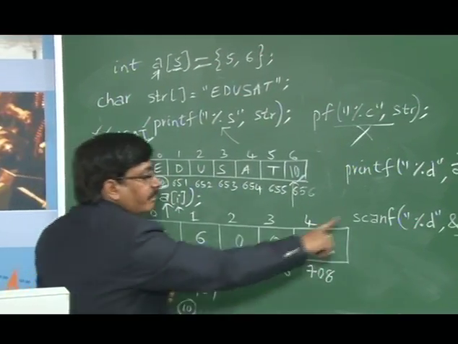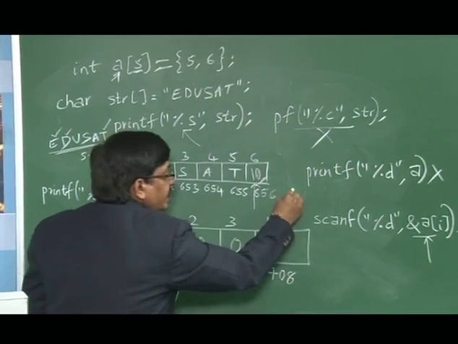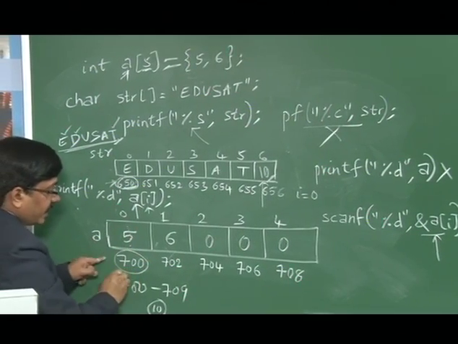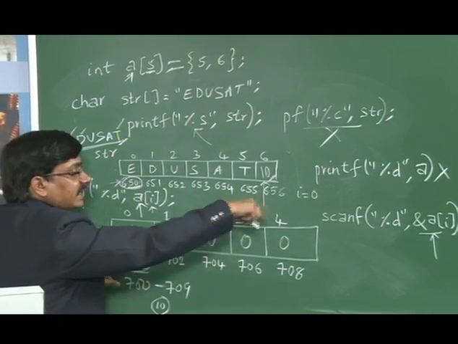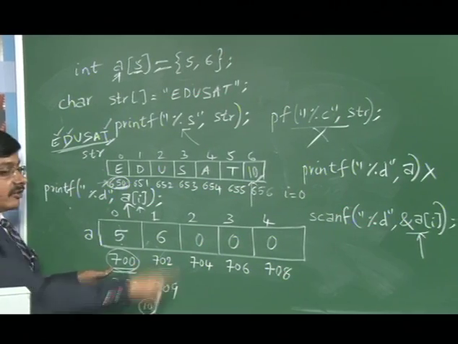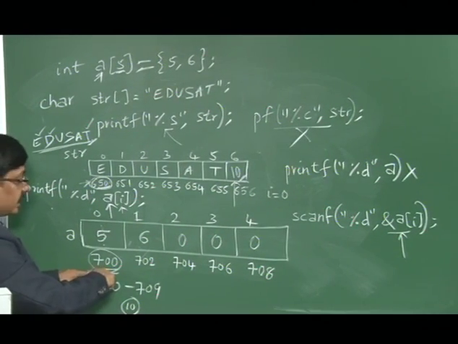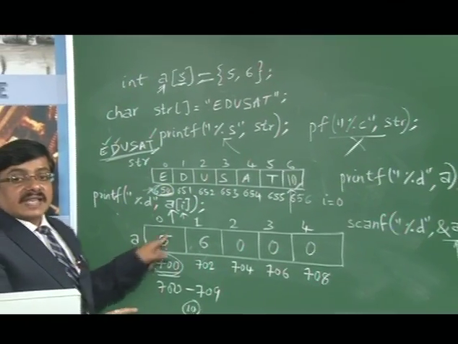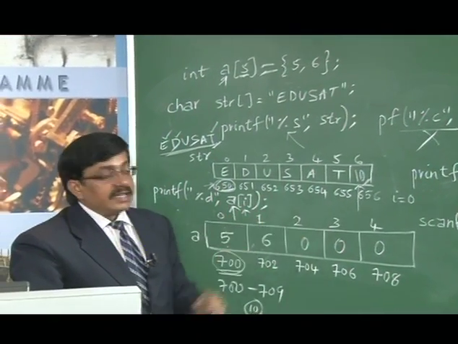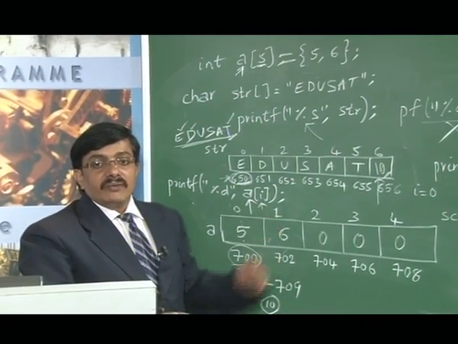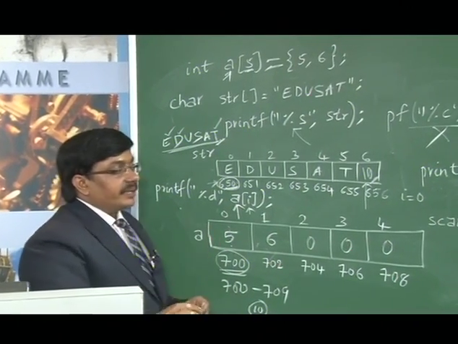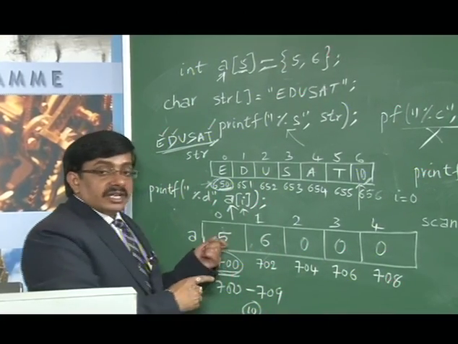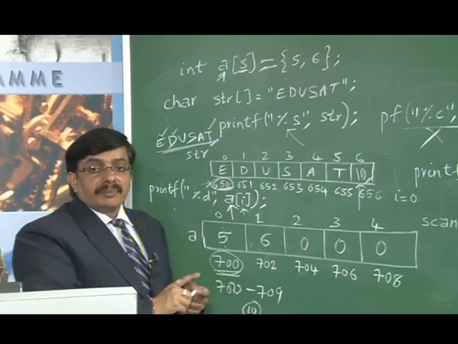When I use &a[i], assume when i is equal to 0, &a[0]. What is the address of the 0th element? 700. So whatever data I enter from the keyboard will get stored in this memory location. In other words, a[0] will get the value whatever I enter. So scanf will always expect the ampersand, the address of the variable where exactly the data needs to be stored. Whereas printf does not; printf will just access that particular location, whatever the value is there, and print it.